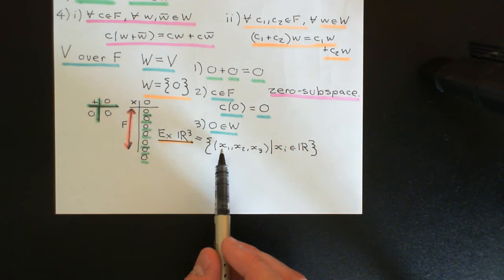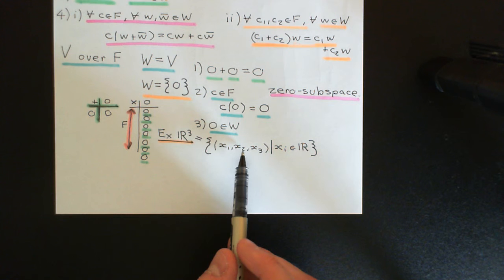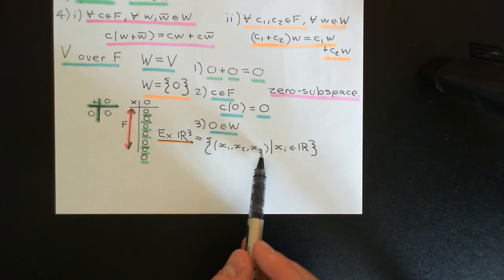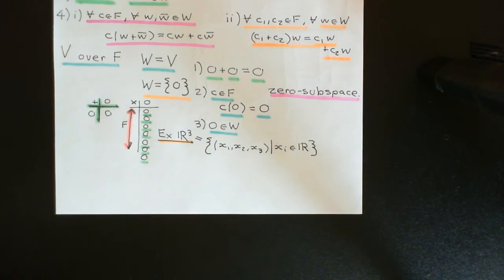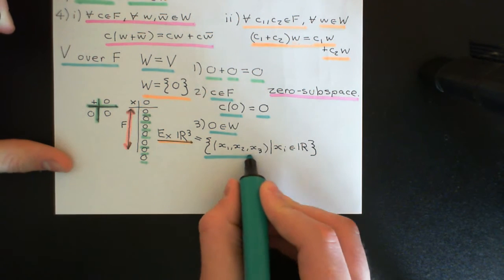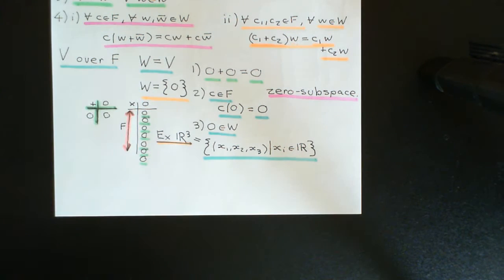So you let this one vary over all real numbers. For every single thing that you can put there, you put every possible real number here, and then every possible real number here. You collect every possible combination that you can possibly dream up into this set, and that's what this R3 is as a set.